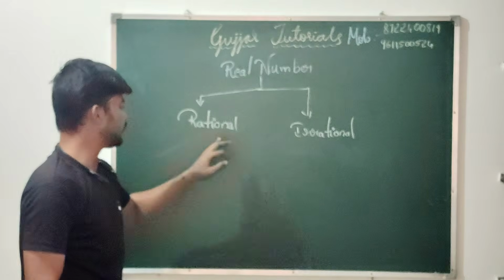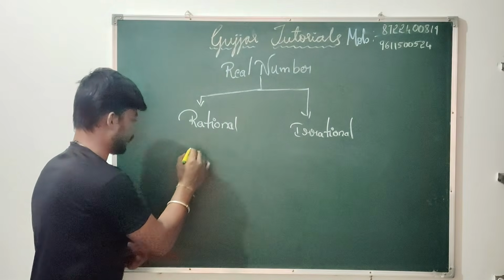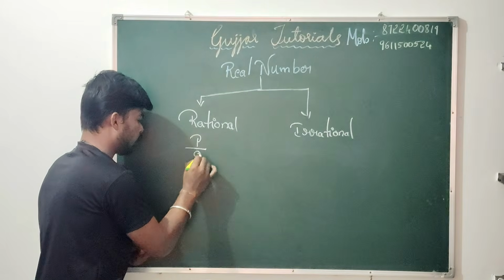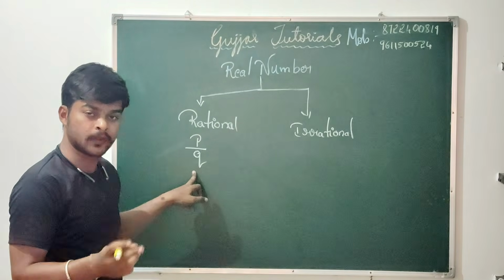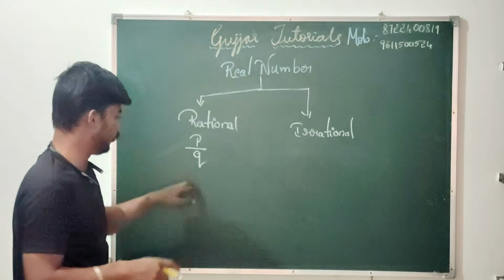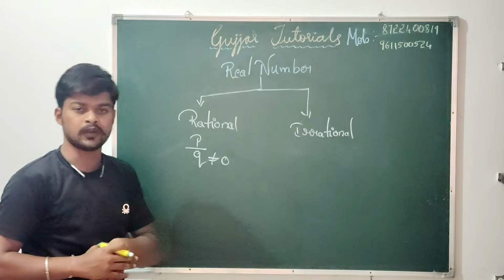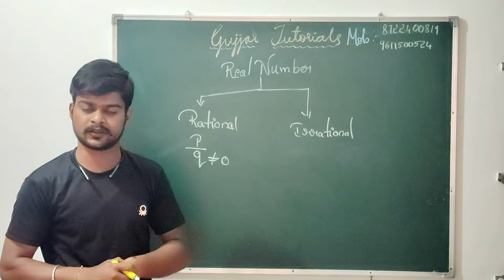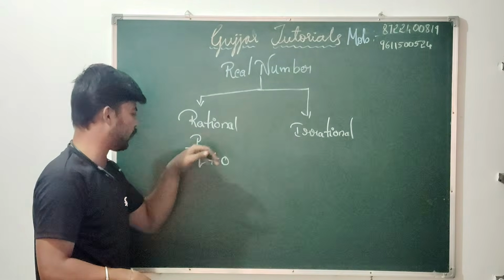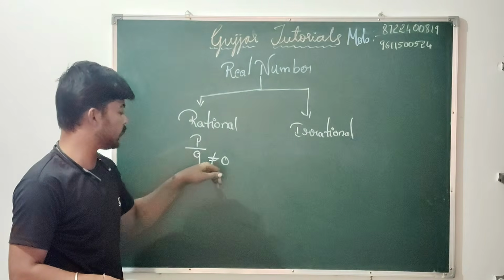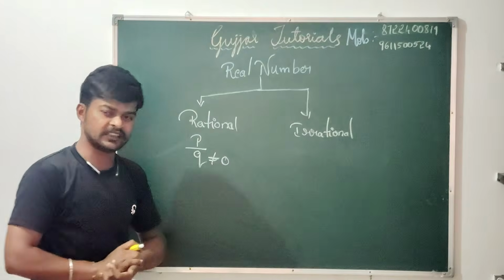Then what is a rational number? A rational number means the number which can be written in the form of P divided by Q, where the denominator Q is not equal to 0. The number which can be written in the form of P by Q, or numerator divided by denominator, where the denominator value is not equal to 0, is called a rational number.